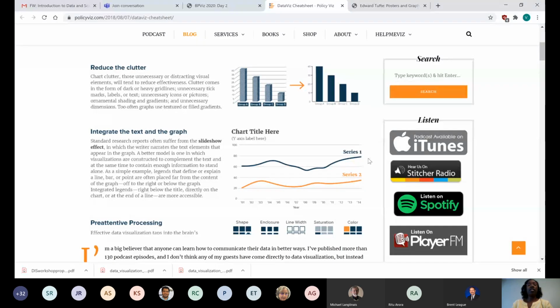Oftentimes, one of the major mistakes that people make, and I've had this experience where I have been creating visualizations for someone and they give me this huge data set and they want to see everything, every variable in the visualization. You are defeating your own purpose if you try to put everything into one visualization. Again, remember, the purpose of visualization is insight.